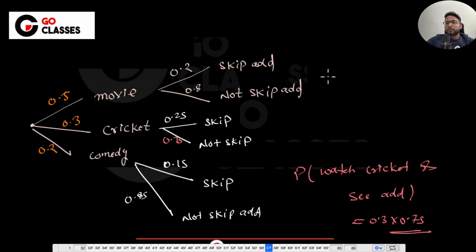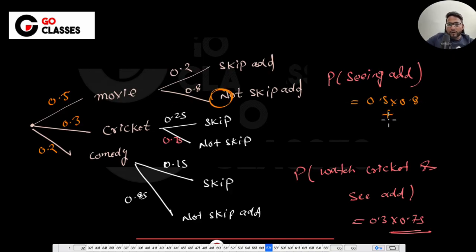Now if I ask you what is the probability of seeing the ad, then you need to add some probabilities. You need to add this node probability, which is 0.5 into 0.8. You need to add this node probability, which is 0.3 into 0.75. You need to add this node probability, which is 0.2 into 0.85. So you need to add all of these probabilities, and then you will get the answer for seeing the ad. That's how you can get the answer for different questions. But in this particular question, they have just asked for watching cricket and seeing the ad. So this is the answer, right?